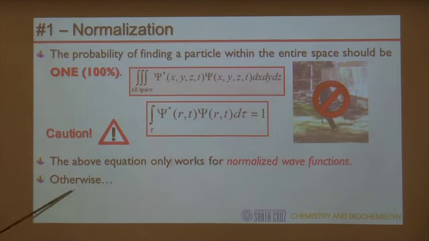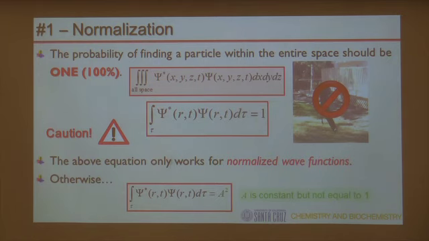Otherwise what would happen? If the wave function you use to do the integral is not normalized, you get some finite number, A squared. Right? A squared is still a constant. You still get a constant. But anyway, the constant is not 1. Okay, so if you do this integral and you get a non-1 value, it simply indicates the wave function you use is not normalized. So please normalize it.